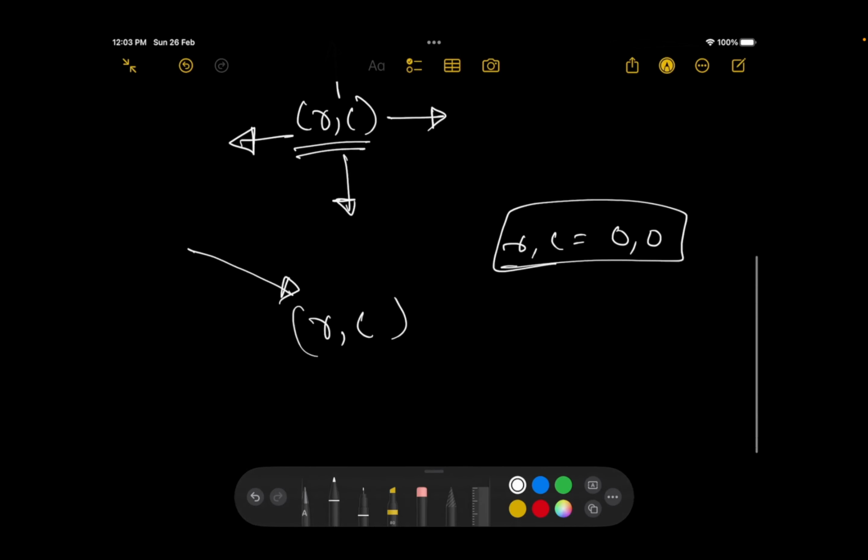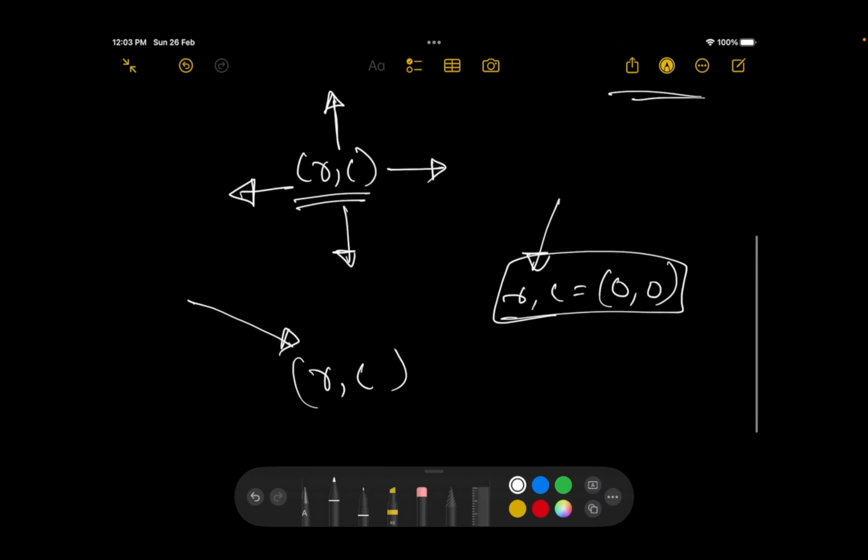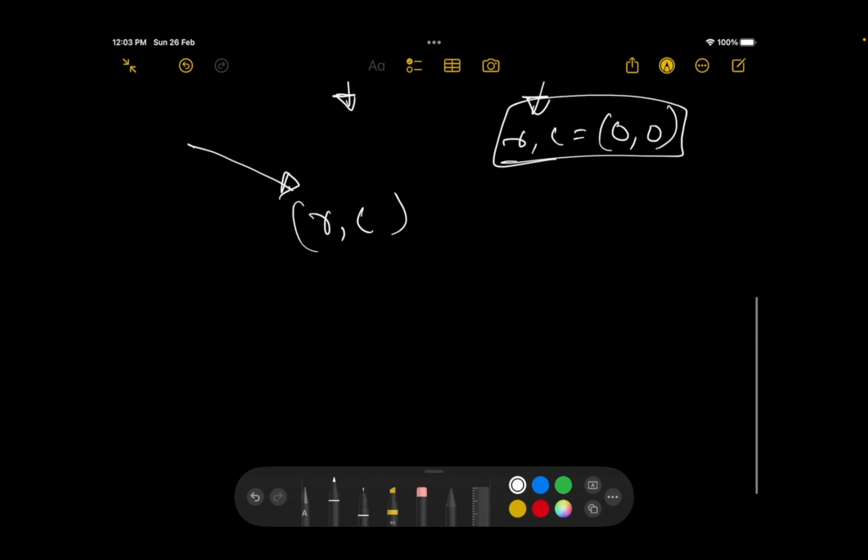then definitely it has some parent. By parent I mean the cell from where we actually reached R, C in the first place. Let's call this particular cell R0, C0. Now let's say R, C wants to go to another cell R2, C2.